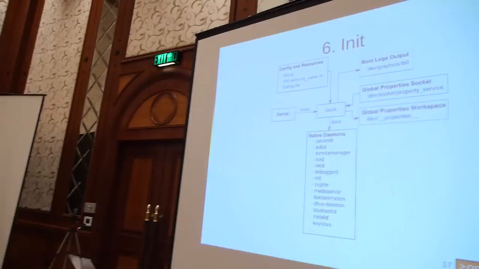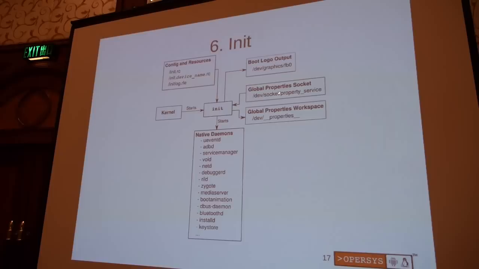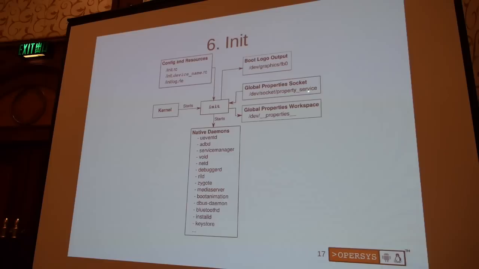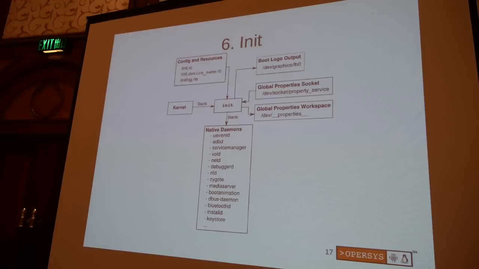All right, how does the init process work? The init process is started by the kernel, takes some configuration files, displays a boot logo if necessary, starts a bunch of daemons, and then essentially manages a bunch of properties. There are two things involved in the properties. There's the dev socket property service, which allows applications to talk to init and ask it to set the values of properties. And there's a global properties workspace, dev underscore underscore properties underscore underscore, which allows applications to read the properties.